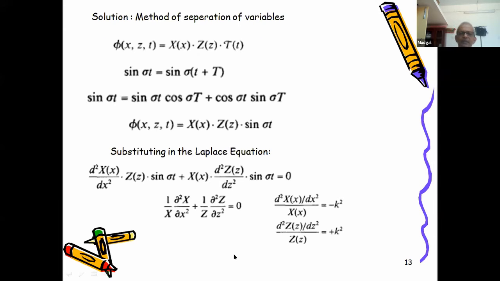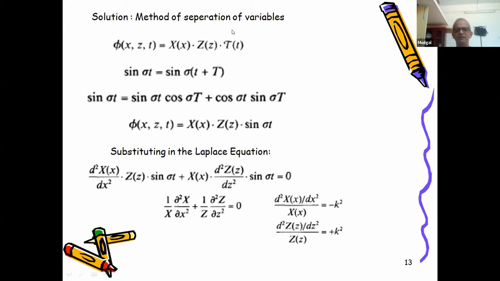The method that is adopted is called the method of separation of variables. As I told you, this method is possible because your governing equation is linear, that is, del square phi is equal to 0 is a linear equation. Therefore, we could have a combination of solutions in the sense that you could have phi of x, z, t equal to some function of x, capital X, then capital Z, and capital T. So these three are taken.